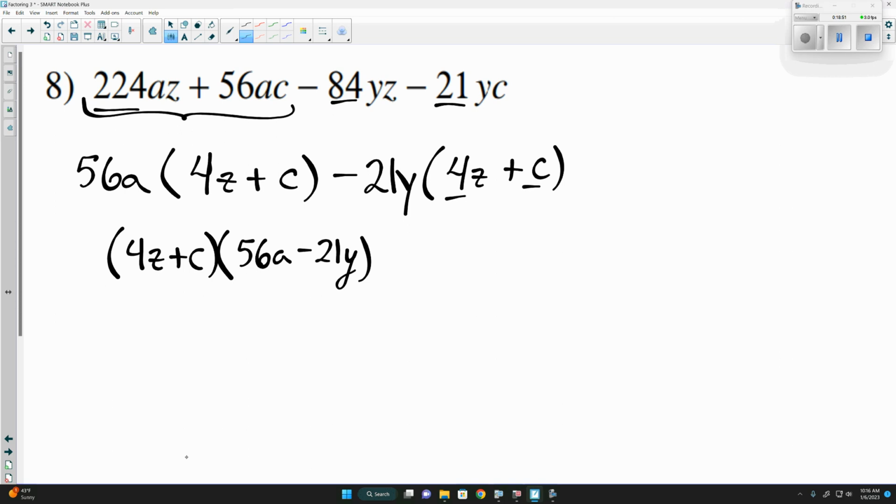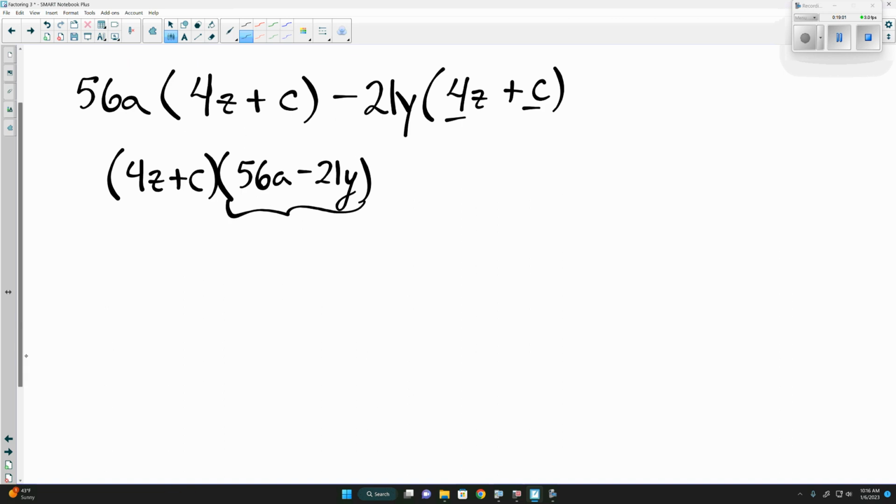If they ask for it to be factored completely, they would technically mark it wrong, or at least partially wrong. Because as I was looking at this here, these two have a greatest common factor of 7. Because 7 times 8 is 56, 7 times 3 is 21. So what we could do is factor the 7 out. Still leaves us the 4z plus c, but this here becomes 8a minus 3y.